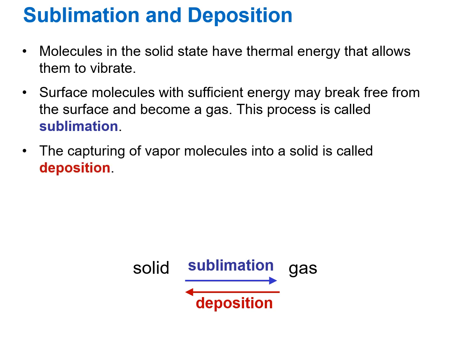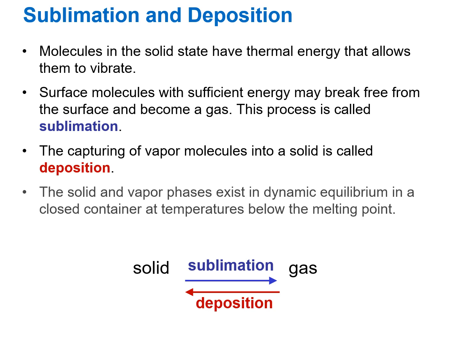Now, when you capture vapor molecules into a solid, this is called deposition. So think about what's happening in the upper atmosphere on a winter day in Maine. You have a gas up there. Most things that exist in the atmosphere are gaseous, but when the conditions are just right, that gas will spontaneously turn into snowflakes. So that is an example of deposition, where you have a gas becoming a solid.